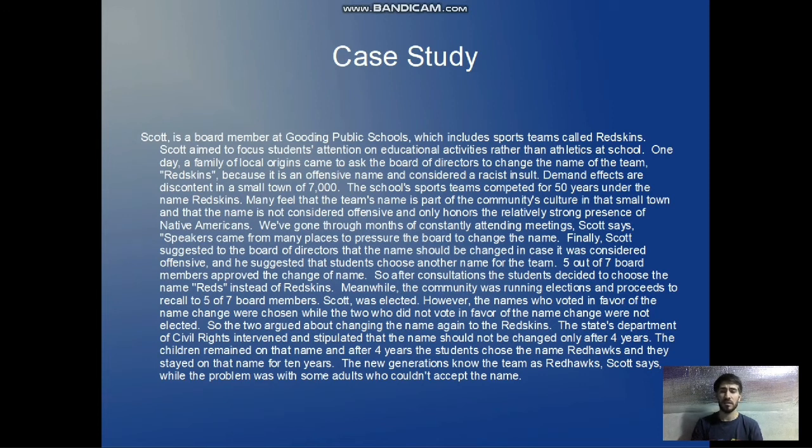The new generation was fine with that name, and they didn't even recognize that there had been an issue about the name, or that there was an old name, Redskins, considered racist. The only people who faced a problem with it were some old people who didn't accept it. So in that case, Scott represented a good adaptive leadership style because he adapted to change, and this is a good example of the adaptive leadership style.